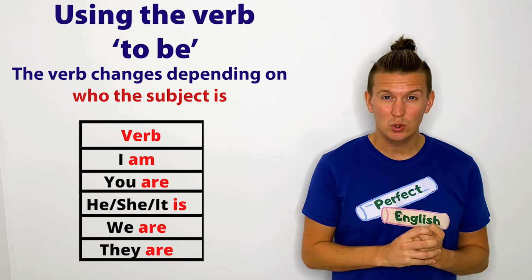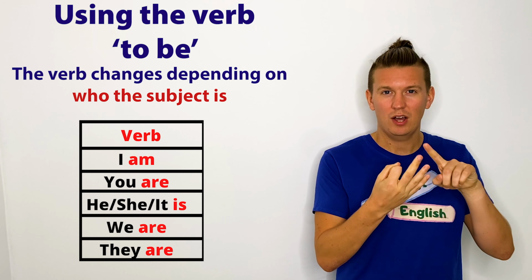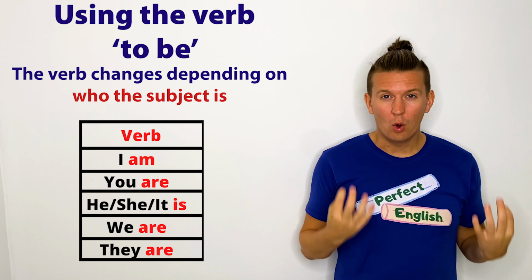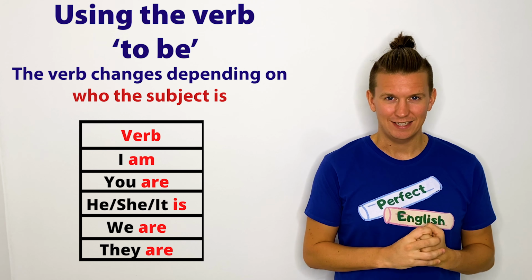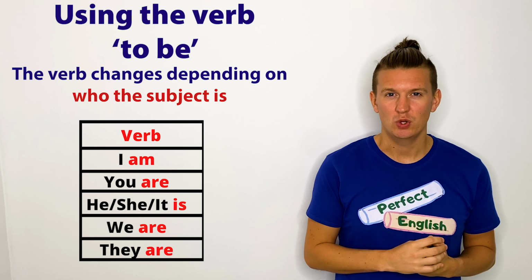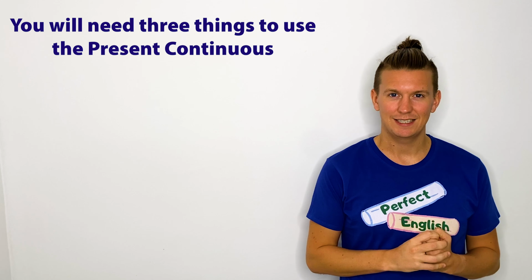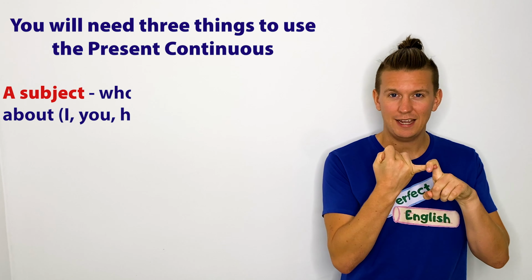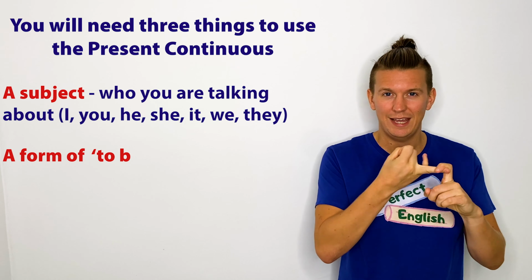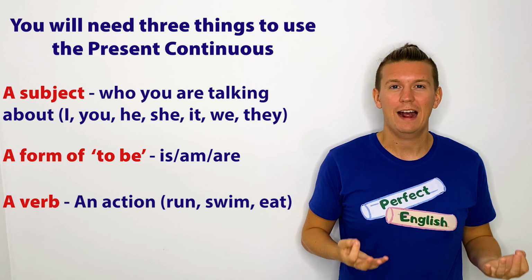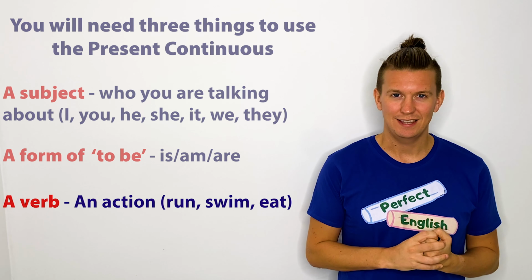So these forms, I am, you are, he, she, it is, they are, and we are, almost always will be used in the present continuous tense. So make sure you learn those patterns. Let's take a look at how to structure the tense. So you will need three things to make a sentence using the present continuous tense. A subject, a form of to be, so is, am, are, and then a verb. So when you have those three things, you can use this tense.